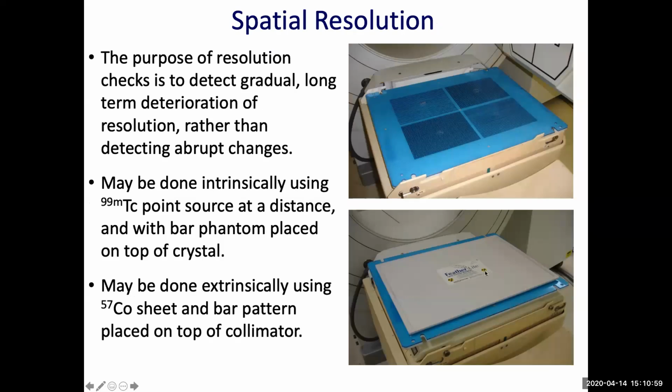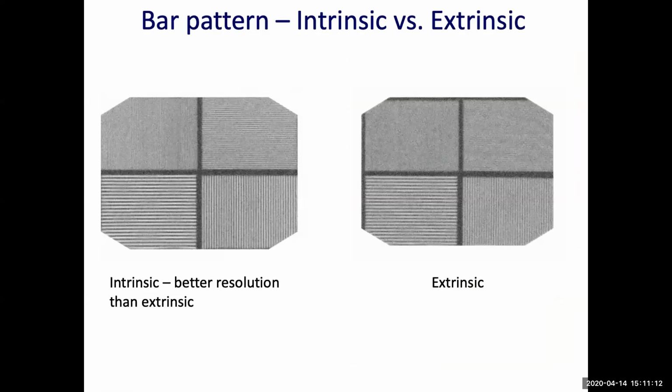Here we already discussed the quadrant phantom. We check the spatial resolution by the quadrant phantom, either intrinsically without the collimator, or we can put the collimator and check the spatial resolution qualitatively. And here is just the difference between the intrinsic image and extrinsic image. We use the bar phantom and check the resolution without the collimator installed and with the collimator installed. And we can see here, I don't know if you can distinguish, that the intrinsic resolution is better than the extrinsic because of the impact of the collimator.